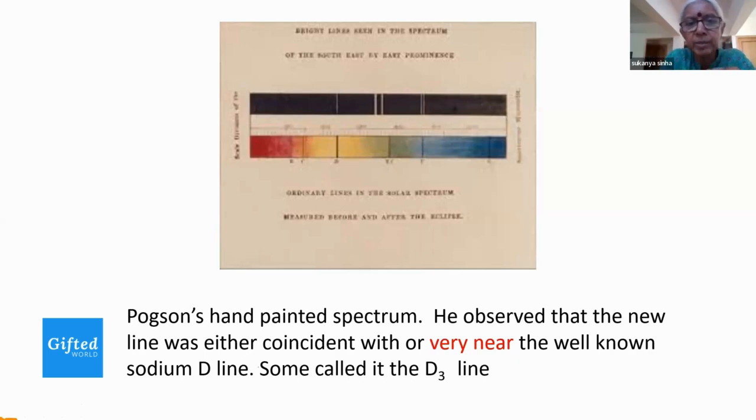Even when I was in my MSc Plus, we did experiments to observe the sodium D line. So whatever they saw in this spectrum, both Tennant and Janssen thought that what they saw in this light coming from the corona was very close to sodium, it's right there. Only Pogson had a little bit of doubt. He wrote that the new line was either coincident with or very near the well-known sodium D line. Those two doublet lines were called D1 and D2. Some called this new line the D3 line.